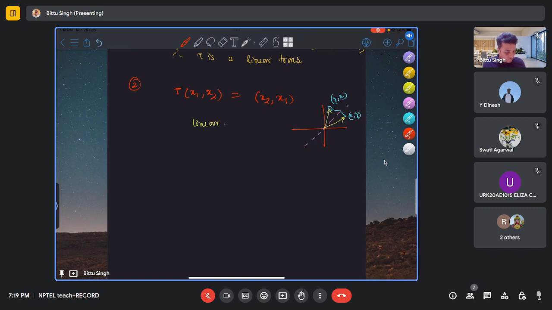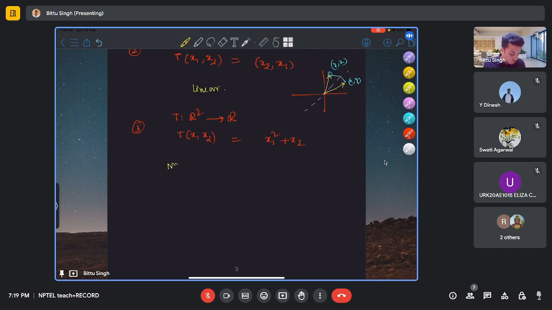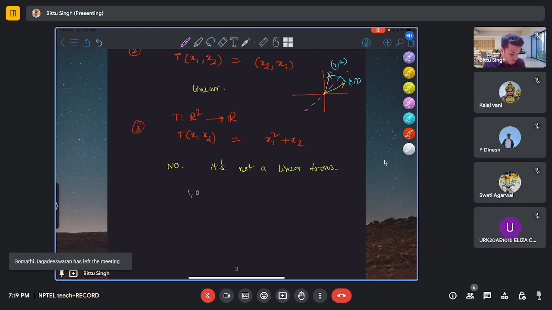Now let us take another example. T of x1, x2 is defined by x1 square plus x2. Suppose now T is a map from R2 to R. Is it linear? The answer is no. It is not a linear transformation. Why? Let us check why it is not. If you take some elements, suppose 1 0 and 0 1, those two vectors. This is v1, this is v2.